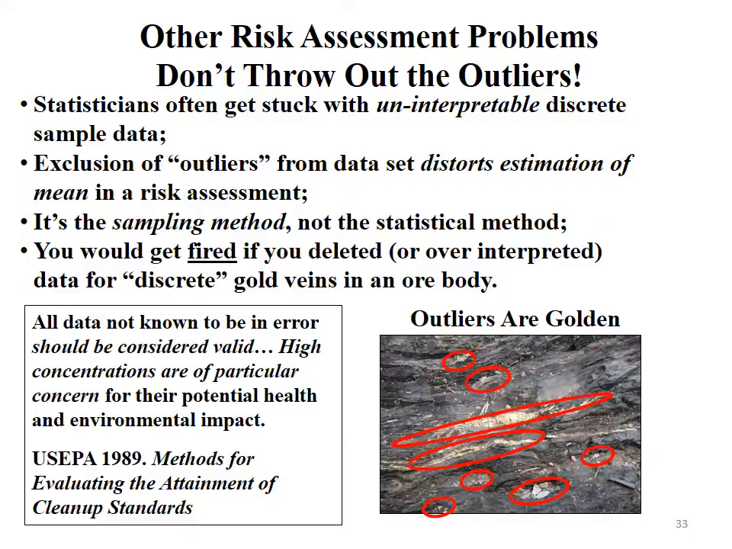My background is actually in geology and mineral exploration, and I can assure you that you'd get fired if you deleted or overinterpreted data for discrete gold veins in an ore body. I'll give an example in the bottom right-hand corner. This has been a problem in the past, decades ago, in mining. If you only collected a sample that had concentrated veins of gold in it and used that to set up a mining operation, you could get in a lot of trouble. Or if you happened to collect a very tiny piece of rock outside of the gold mineralized areas and assumed that was representative of an area, then you could really miss out on some large gold deposits.